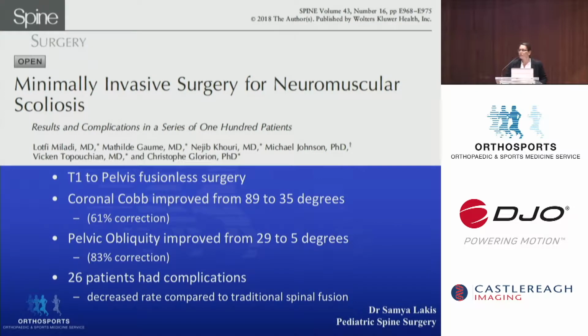So why have we changed? Because we know it works. We know that parents are satisfied, we know that they're happy, we know that if the children survive the initial operative outcome and the course, that they tend to do quite well.